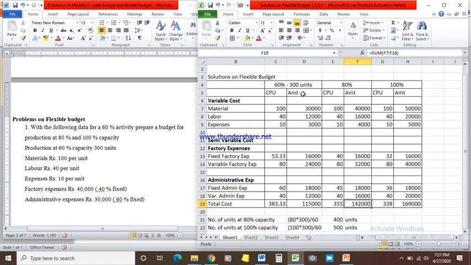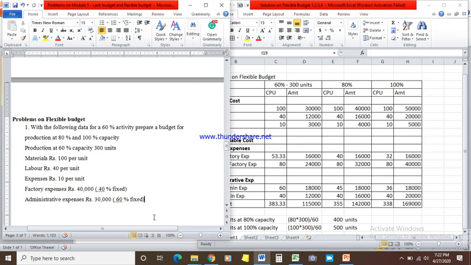So this is how at 60% capacity what happens, at 80% capacity what happens, and at 100% capacity how the cost structure is going to look. So the interesting point to note here is the variable cost per unit is going to remain constant at the different production levels, whereas the fixed cost amount is going to remain same, whereas per unit of fixed cost is going to reduce, or it's going to fall down as the quantity increases. So this is how the nature of variable cost, semi-variable cost and fixed cost is going to behave when you're preparing the flexible budget. So this is the first problem. So we have selected a simple problem to understand.